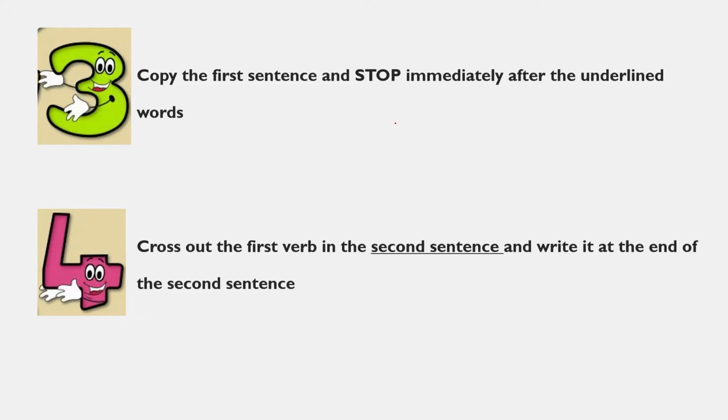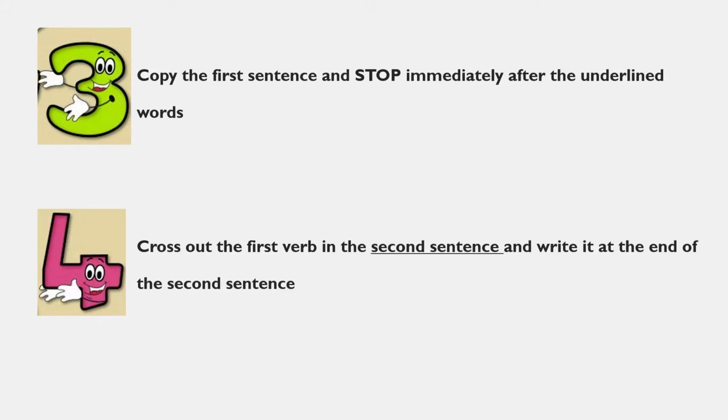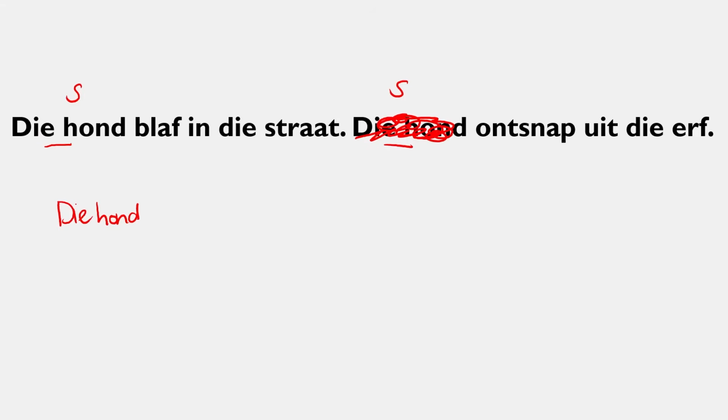Let's see. Step 3, copy the first sentence and stop immediately after the underlined word. So I'm assuming they're saying just write down the subject, right? So the underlined words were die hond, and they tell us to stop as soon as you've written down the underlined words. Die hond. Step 4, cross out the first verb in the second sentence and write it at the end of the second sentence. Okay, let's do that. This is our second sentence. What is our verb? Ontsnap. So they say, okay, cross it out here and write it here. Okay, let's do that. Ontsnap, guys, not onstap.